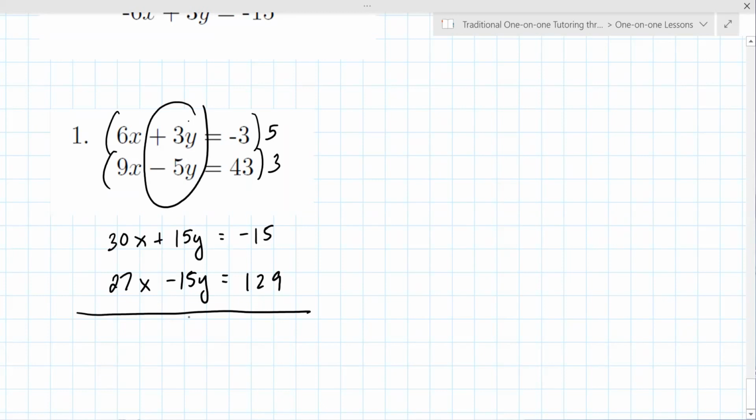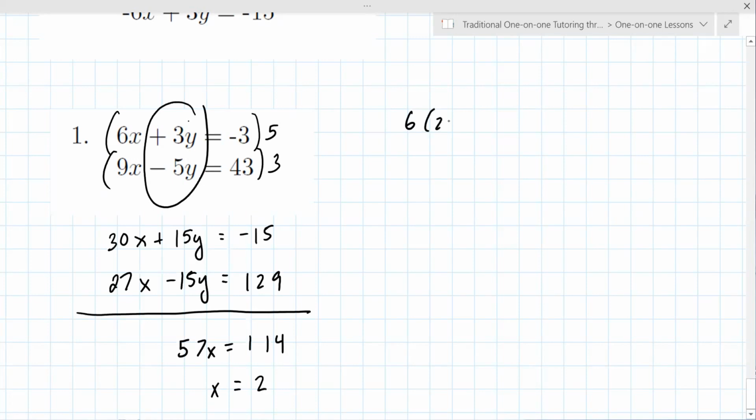So this becomes 57x equals 114. And believe it or not, x just equals 2. Okay. Sometimes students like these better because they have to do something to both, and there's not like a trick or a shortcut. You just have to do this long drawn out thing.